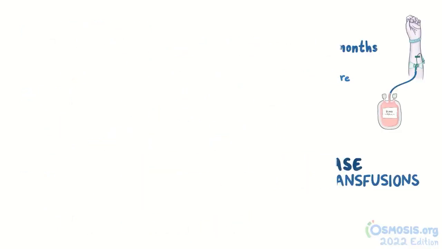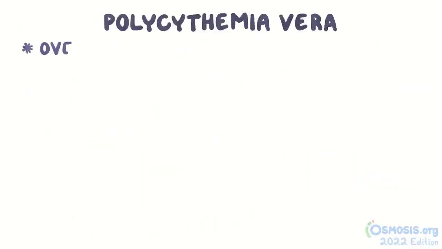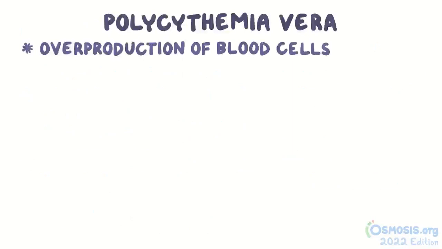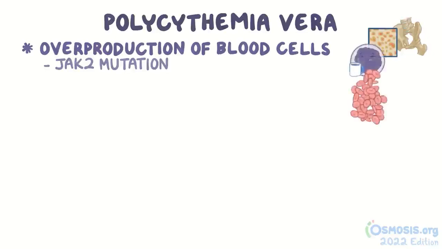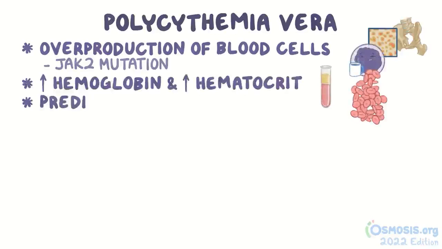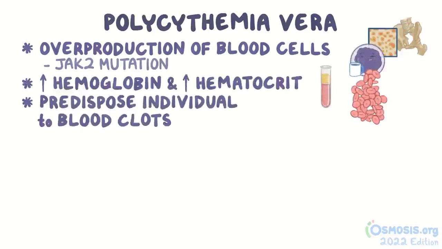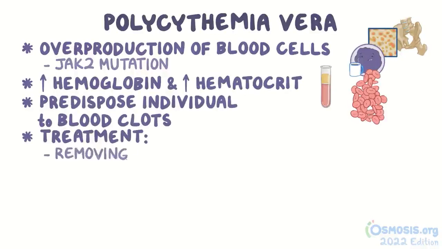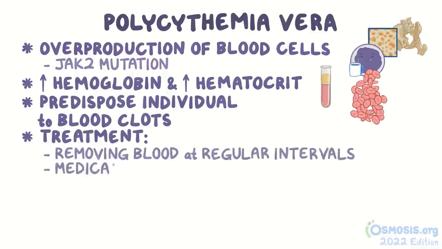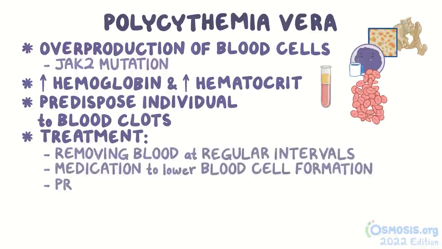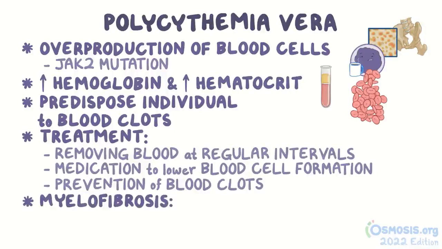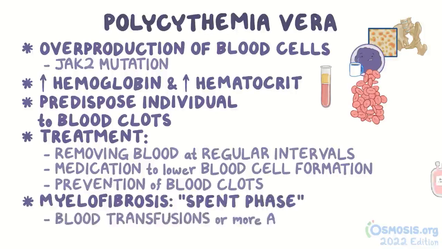Alright, as a quick recap, polycythemia vera is an overproduction of blood cells, often caused by a JAK2 mutation within hematopoietic cells in the bone marrow. It can lead to an elevated hemoglobin and hematocrit and predispose an individual to developing blood clots. Treatment includes removing blood at regular intervals, medication to lower blood cell formation, and prevention of blood clots. Patients may progress to myelofibrosis, which represents a spent phase of the bone marrow, where individuals may need blood transfusions or more aggressive therapy.